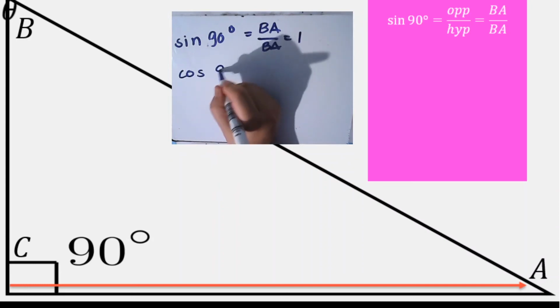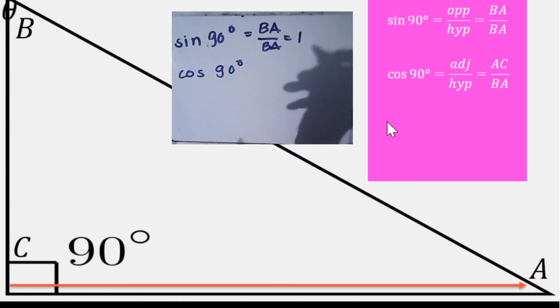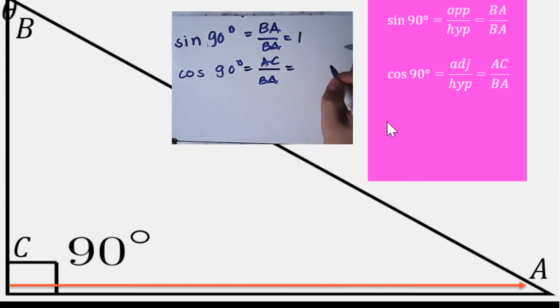Now, let us get cosine of 90 degrees. Cosine is said to be adjacent over hypotenuse. The adjacent side is either BC or AC, which are both approaching 0. Therefore, cosine 90 degrees is 0 divided by the hypotenuse 1. 0 divided by 1 is still 0.